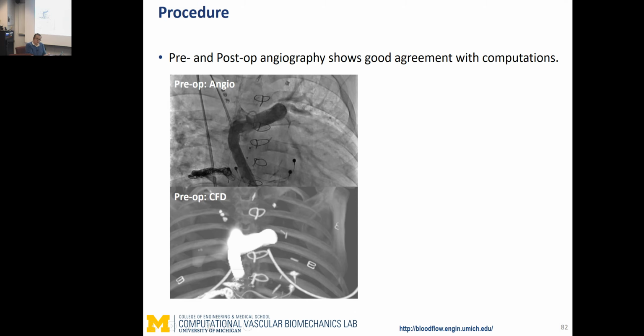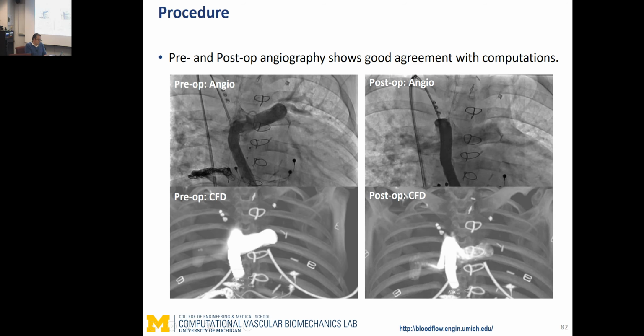So they inserted the device and then they did that additional angio. You can see how the device is already in place now. They release the dye and you see that the bias is gone, so a much more even split of where that dye goes between the left and the right. And this was obviously also what our simulation had predicted. So for us, this was incredibly exciting.